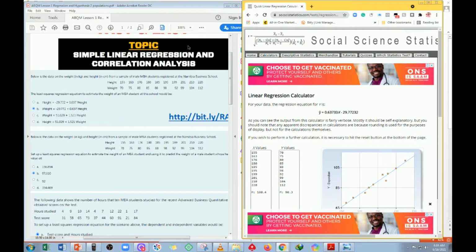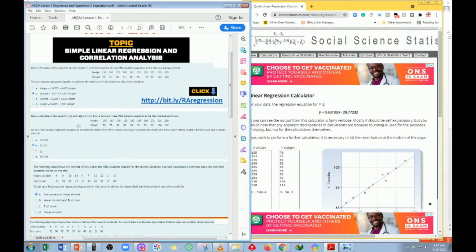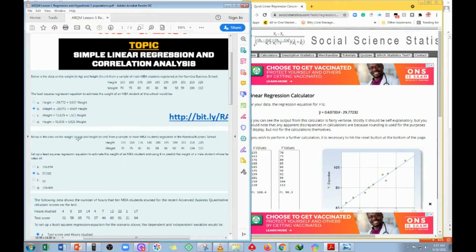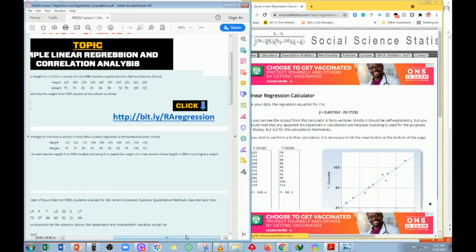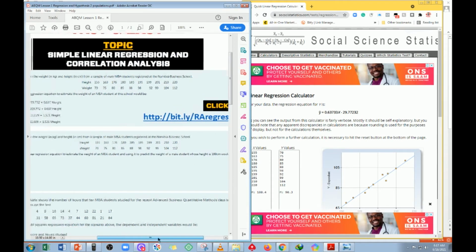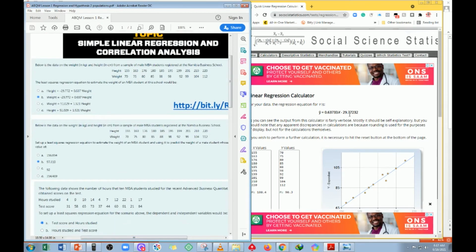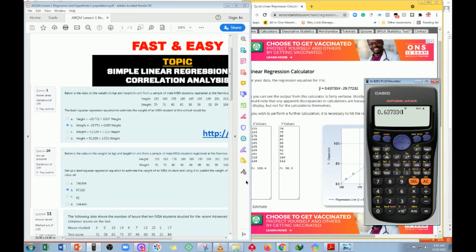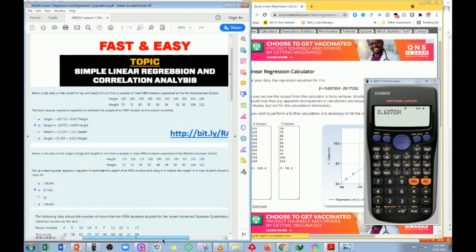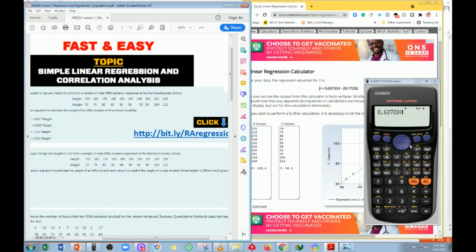Alright, so what we have here is, below is the data of height in centimeters. Below is data on weight, so it's the same data. Now they want you to set up a least squares regression equation to estimate the weight of an MBA student and use it to predict the weight of a male student who has a height of 199. So height of 199, what will be the weight? So based on our calculator here, it should be easy, isn't it? So let's put it in. We're given a height of 199, as you can see, 199.